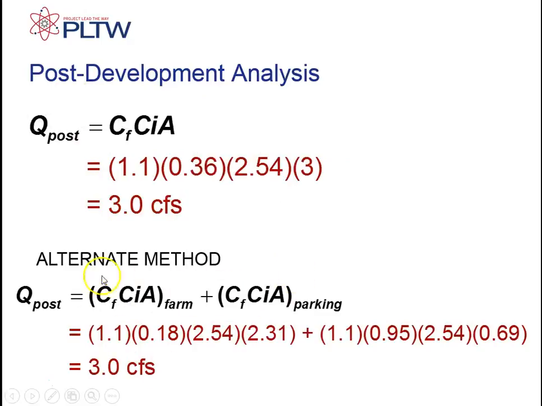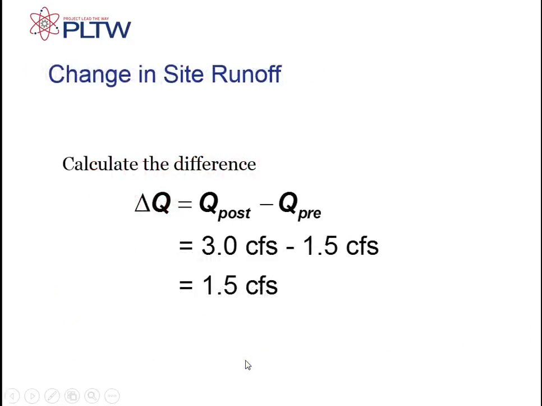I'm not going to explain this alternative method, but you're free to look through and see how that works. Then to find the difference, well, the difference just means subtract. Post minus pre, big minus small, and we see that the difference is an extra 1.5 cubic feet per second. In fact, we've doubled the amount of cubic feet of runoff with our development.